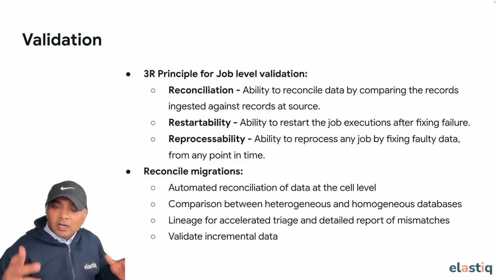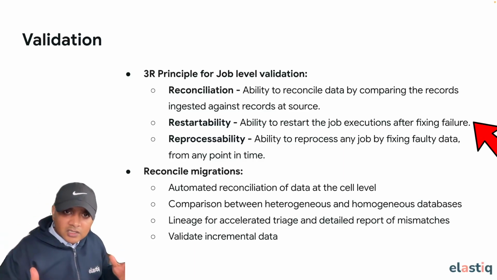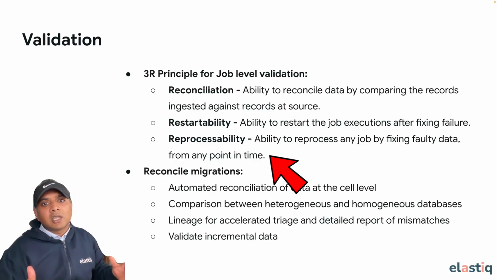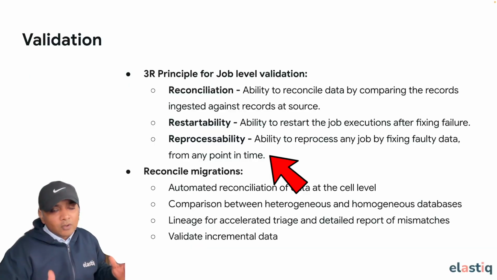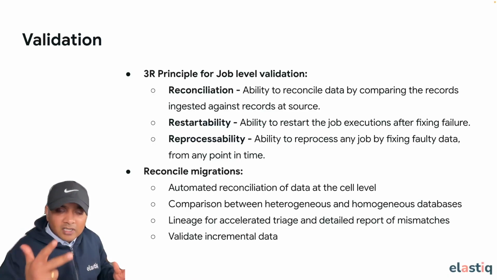The next two things are restartability and reprocessability. If your job fails for any reason and you want to restart your job, you should be able to. And if you get garbage data and you want to reprocess your data, or if your job failed and you want to reprocess the old data again, you should be able to. So these are the three things that we keep in mind when designing validation.